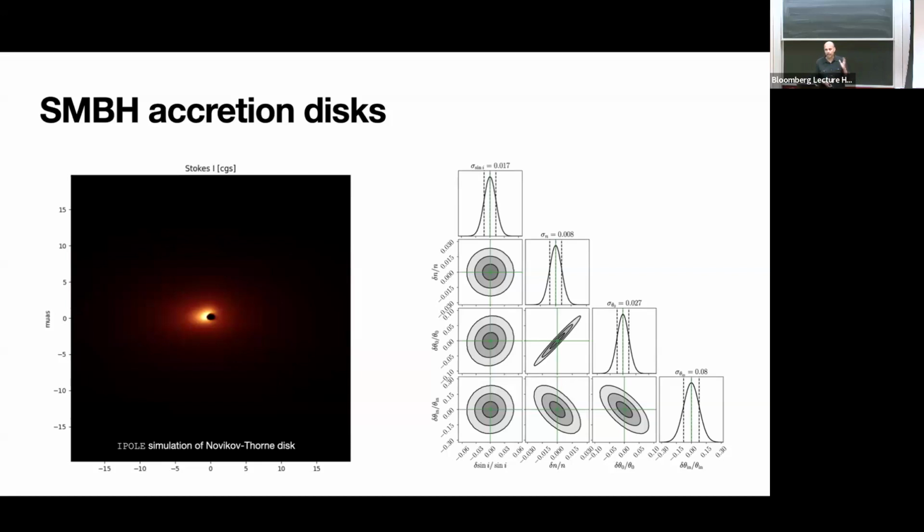I want to drive home that this is probably the most exciting thing you could do with these sort of interferometers: directly making resolved movies of these black holes.